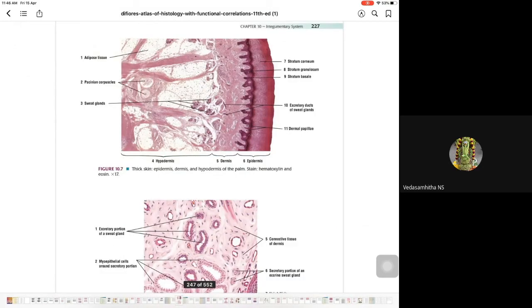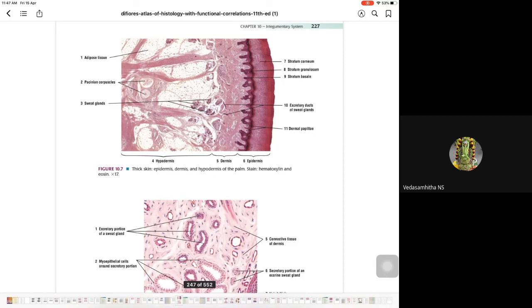Thick skin, epidermis, dermis, and hypodermis of the palm, stain hematoxylin and eosin. Adipose tissue, Pacinian corpuscles, sweat glands. This picture is showing hypodermis, dermis, and epidermis. In the epidermis, we can see stratum corneum, stratum granulosum, stratum basale. In the dermis, excretory ducts of sweat glands, and there are dermal papillae in the dermis. It has to be in the dermis.